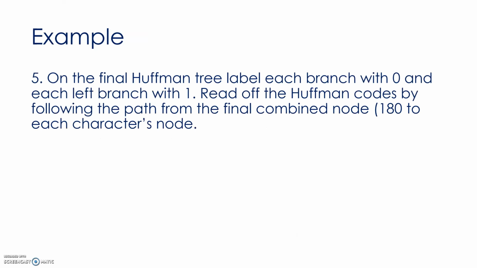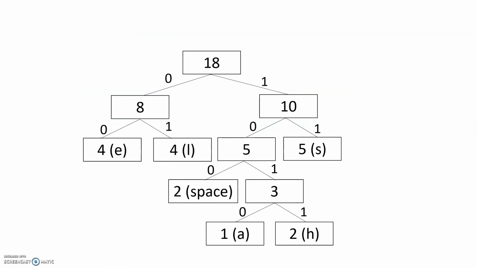Then what I need to do is label the branches of the Huffman tree. In my Huffman tree, the branches that go off to the left hand side are labelled with 0. If they go to the right hand side, they're labelled with 1. You can see my tree here, I've labelled all the branches 0, 0, 1, 1, 0, etc. So if it's going to the left, it gets a 0. If it's going to the right, it gets 1.